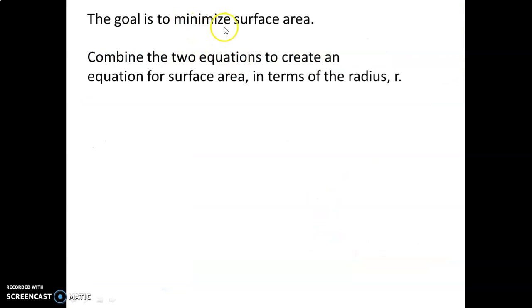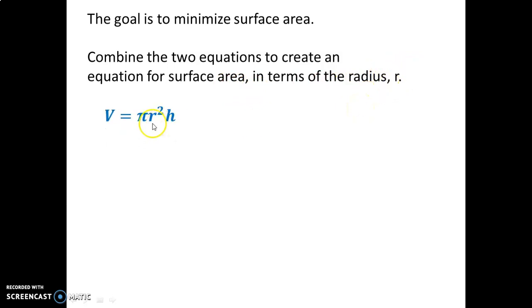So their goal is to minimize surface area. So find a way to combine the two equations to create an equation for surface area in terms of the radius r. So see if you can write both equations and then combine them in a way so that you have a surface area equation that has only r as one of the variables on the right side.